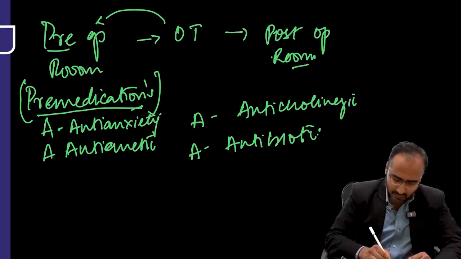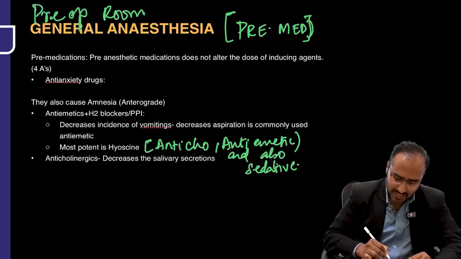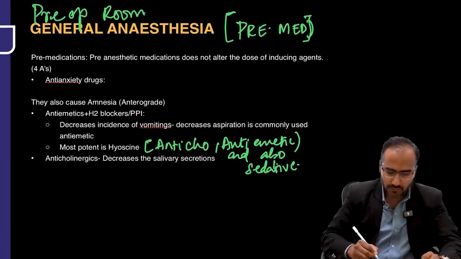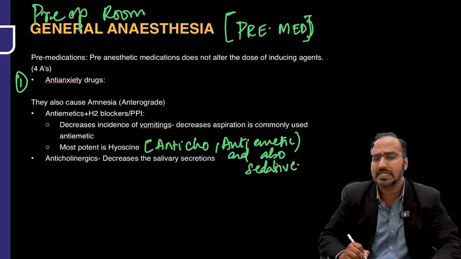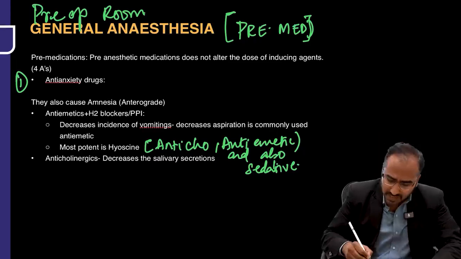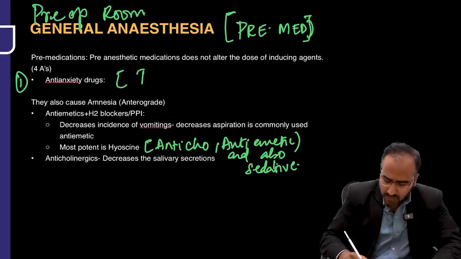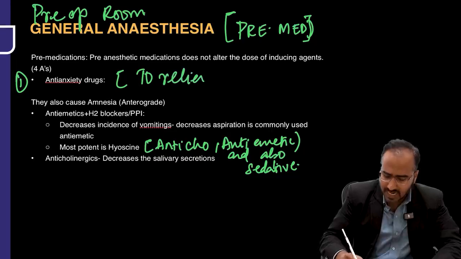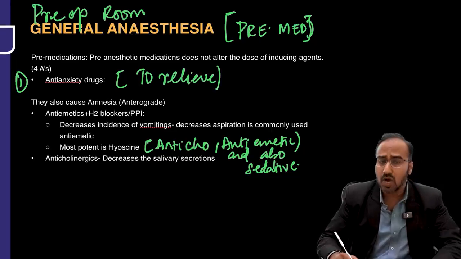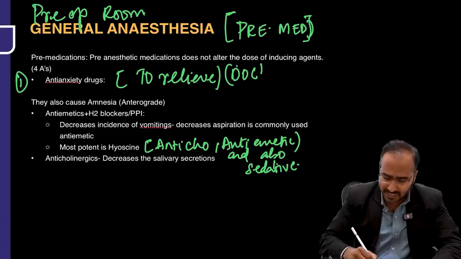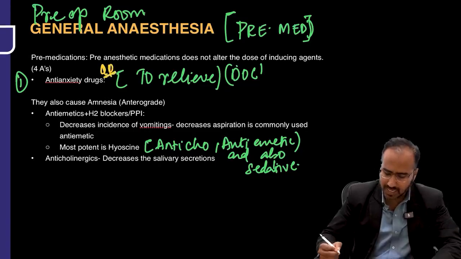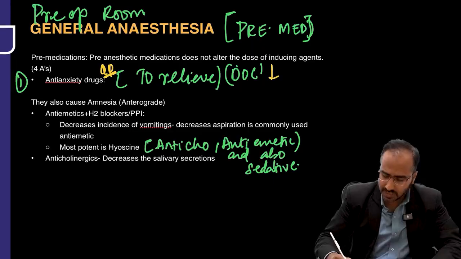So guys, why are you giving this anti-anxiety? And remember, I told you 4 A's. The first A was anti-anxiety. Why do you give anti-anxiety drug? Anti-anxiety drug is given to relieve the anxiety of the patient. Now, what is the drug of choice that could be given as a pre-medication? Anti-anxiety medication of choice, it is lorazepam.